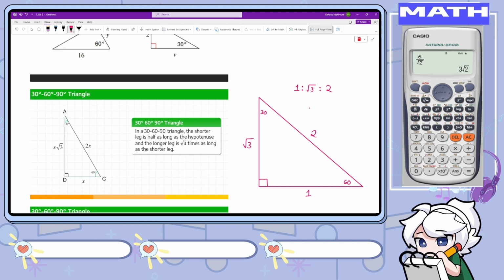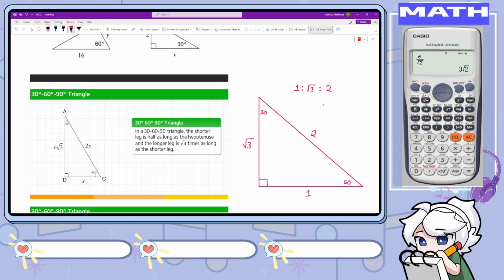Let's say, among all the 3 givens, you have a triangle wherein the hypotenuse is 6. You can use this ratio actually. What is 6 divided by 2? 3. So, meaning you can use a factor of 3 to multiply to them. What is 1 times 3? 3. What is 3 times square root of 3? 3 square root of 3. You're done.